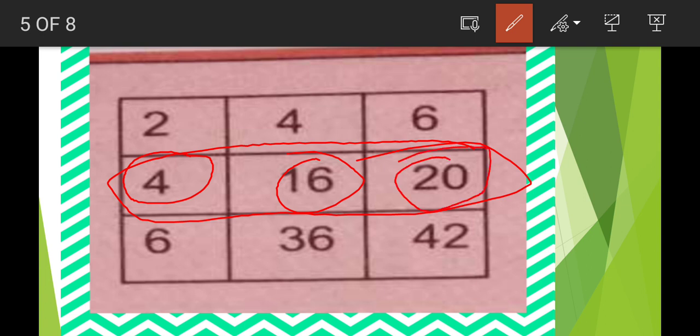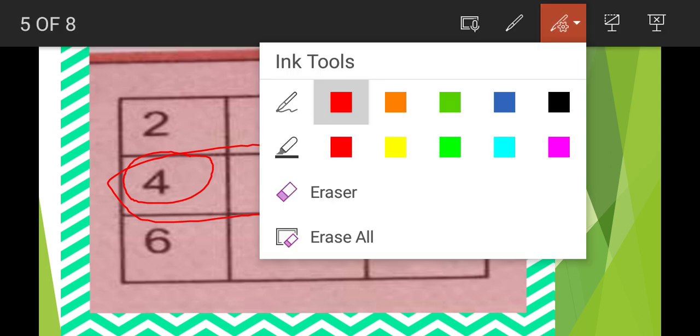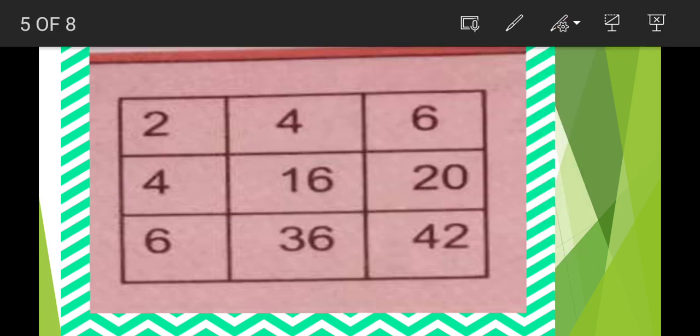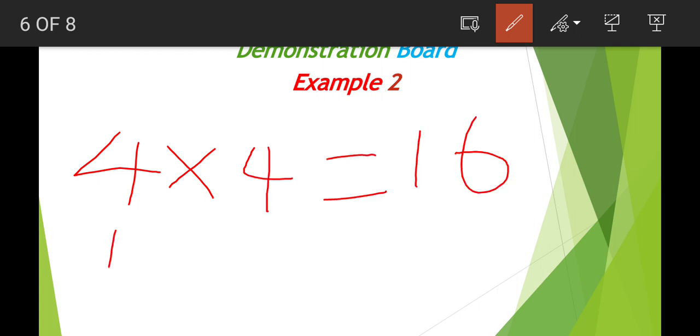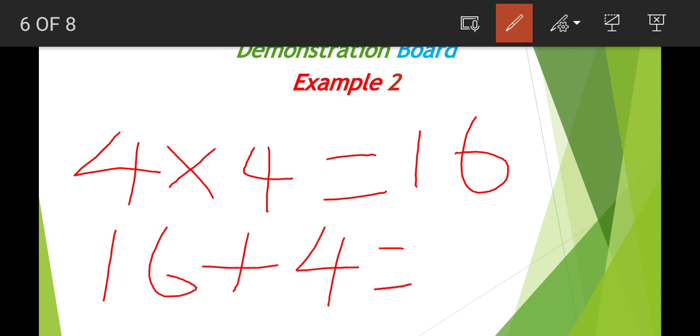Now let's proceed to our demonstration board for explanation, assuming 20 was not given. I will know the very first number to be 4. We easily have it as 4 times 4, which is equal to 16. Then 16 plus 4 is equal to 20. So that's how 20 was gotten.